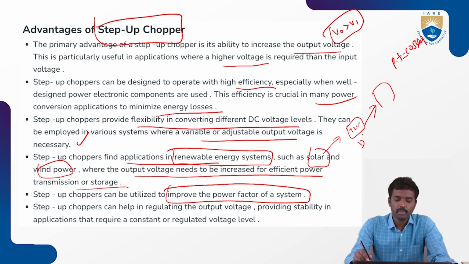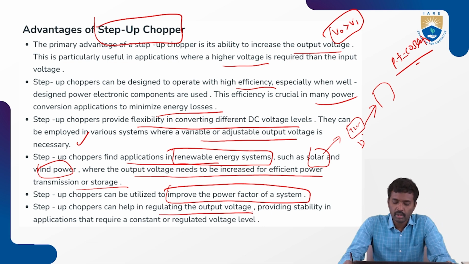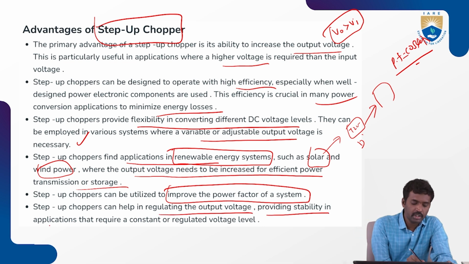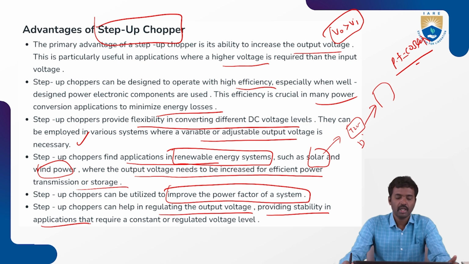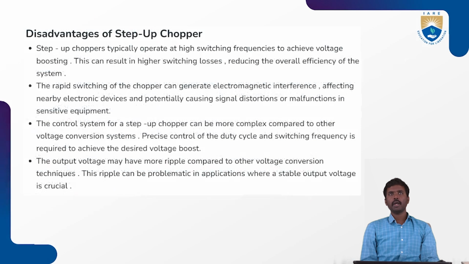So to improve the power factor, we will use a step up chopper, and step up choppers can help in regulating the output voltage and providing stability in applications that require a constant or regulated voltage level. So these are the advantages, but what about the drawbacks? What are the disadvantages?